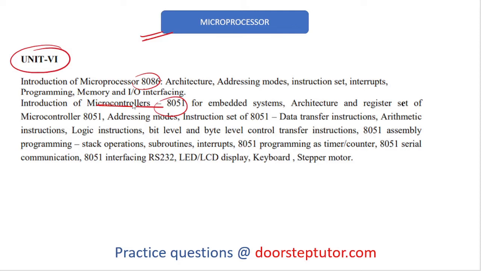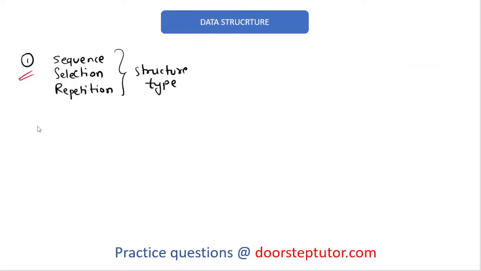There was a question related to interrupts also, like which interrupt has the lowest priority, that is INTR. So these were the questions that were asked in the exam. An assembly programming based question was also there in the paper. There was one question related to data structure also, like sequence, selection and repetition.